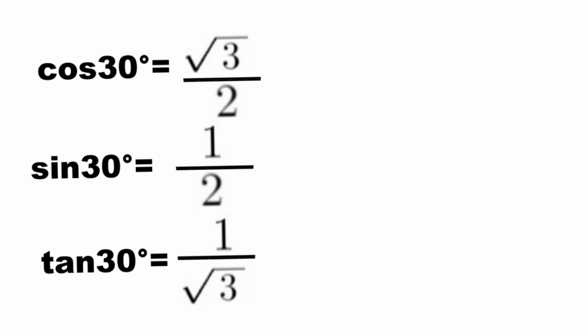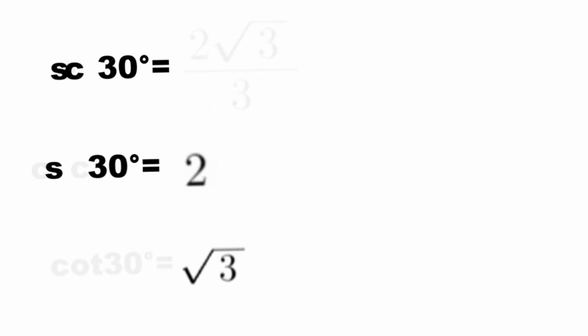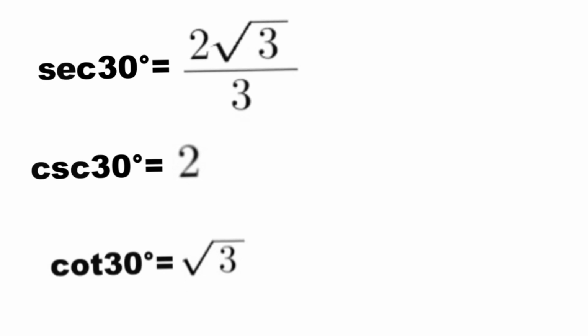These are the values we obtain. At 30 degrees, cosine 30 degrees is square root of 3 over 2, sine 30 degrees is 1/2, and tangent 30 degrees is 1 over square root of 3, or rationalizing the denominator, we have square root of 3 over 3, or just use 1 over square root of 3. From these values we obtain secant 30 degrees is 2 times square root of 3 over 3, cosecant 30 degrees is 2, and cotangent 30 degrees is square root of 3.